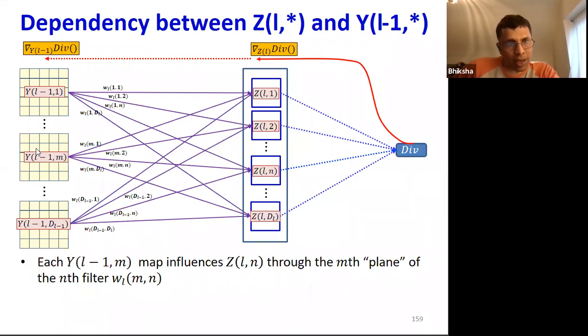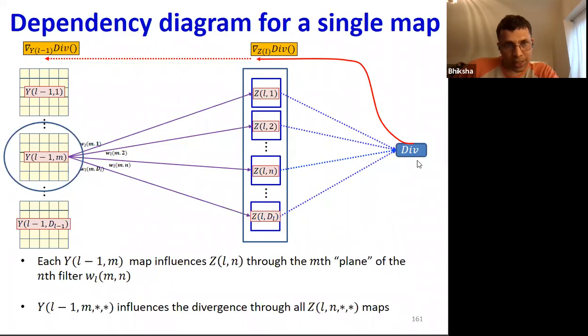So now, if I want to compute the derivatives for this one guy, I want to compute the derivatives of the divergence with respect to every element of the mth activation map in the L-1th layer. I have to see how these terms connect to the divergence, and this is how they do it. This activation map influences every affine map, and all of these influence the divergence.